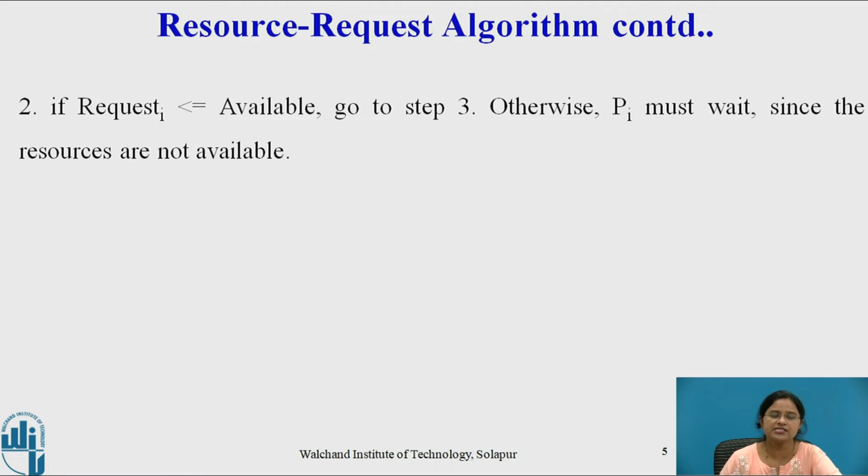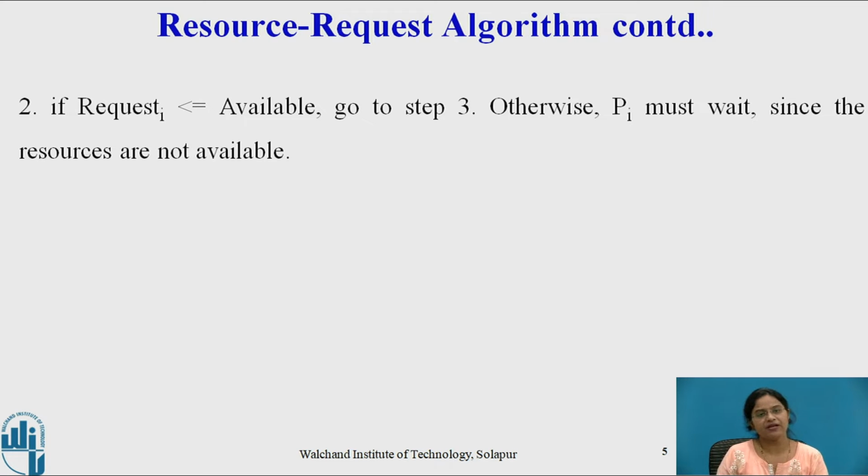Step 2 is to check whether Request[i] is less than or equal to Available. First check that the request made by that process is less than its need. Then, if yes, check whether the request is less than or equal to the available number of resources. If yes, go to the next step. Otherwise, if it is not less than available, then that process has to wait, since the resources are not available, and it has to wait until other processes release them. So that is the second step.